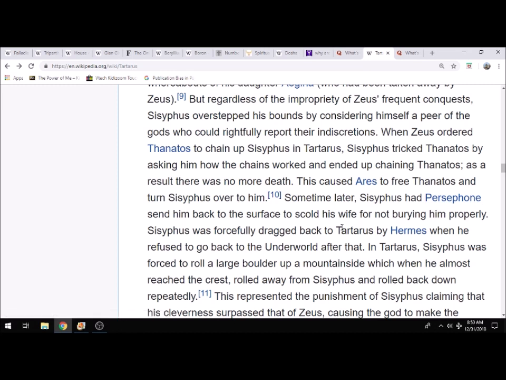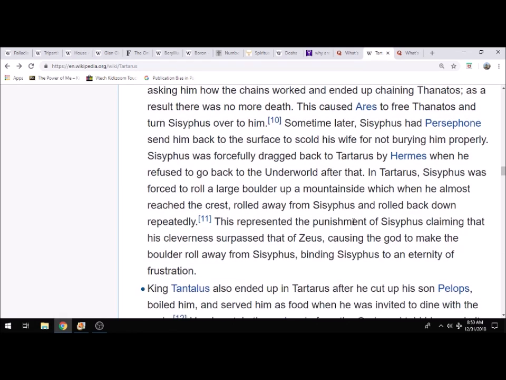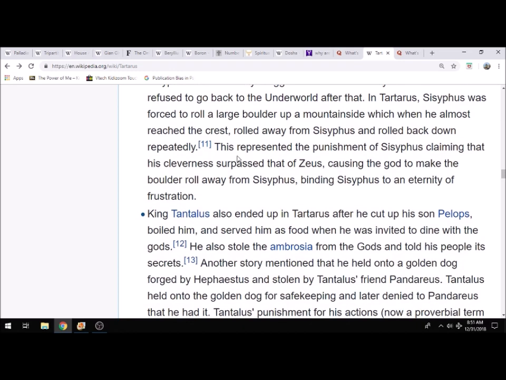Sent him back to the surface to scold his wife for not burying him properly. It's a weird story. Sisyphus was forcefully dragged back to Tartarus by Hermes when he refused to go back to the underworld after that. In Tartarus, Sisyphus was forced to roll a large boulder up a mountainside, which, when he almost reached the crest, rolled away. Okay, yeah, that's a familiar mythological story. I never really knew that it took place in Tartarus.